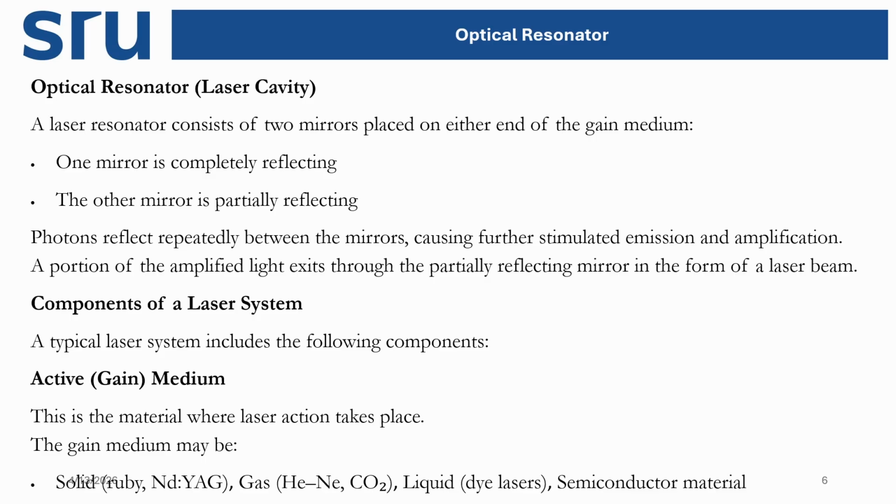Optical resonator. After interacting with the photon, the photon can rebound in the excited medium, like we have two mirrors. One mirror is fully reflecting, another mirror is partially reflecting. So the photons just bounce between the two mirrors, and they get amplified to obtain the laser properties.